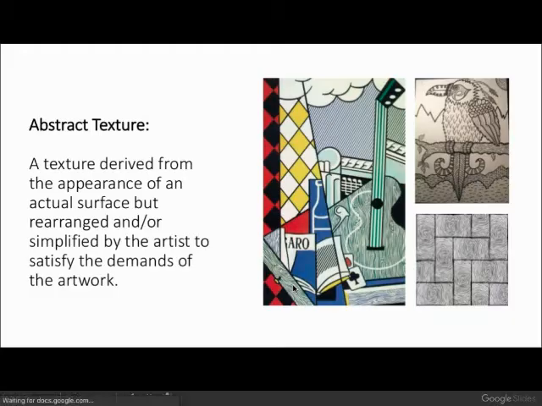And then abstract texture is derived from the appearance of an actual surface, but rearranged or simplified by an artist to satisfy some demands of the artwork. The best case of this, I think, is this owl's chest here. Those are just little V patterns, but we understand in our brain that those are feathers. But real feathers don't look like that. A texture is created through making a pattern. Same with the wood grain.